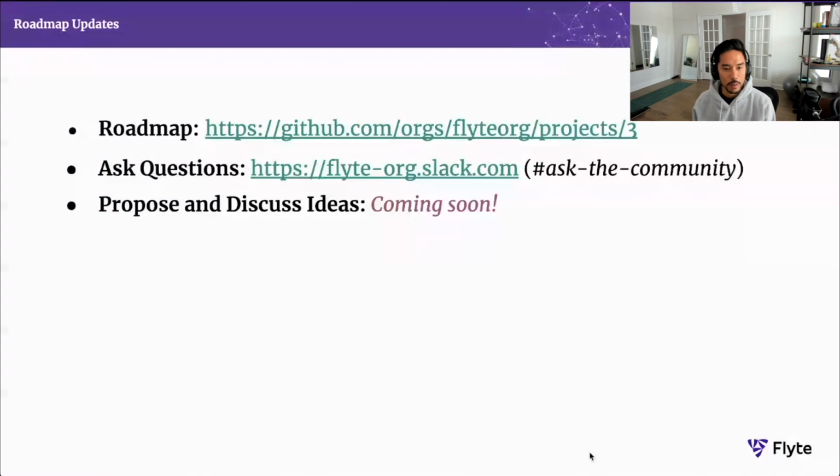Okay, just some pointers and links here. The roadmap we're hosting on GitHub projects. So you can go to github.com/flyteorg, project 3, and that'll take you to our roadmap, which is grouped by milestone. If you want to check out the full plan for the 1.4.0 release, and then maybe looking forward to 1.5.0, you can take a peek in there.